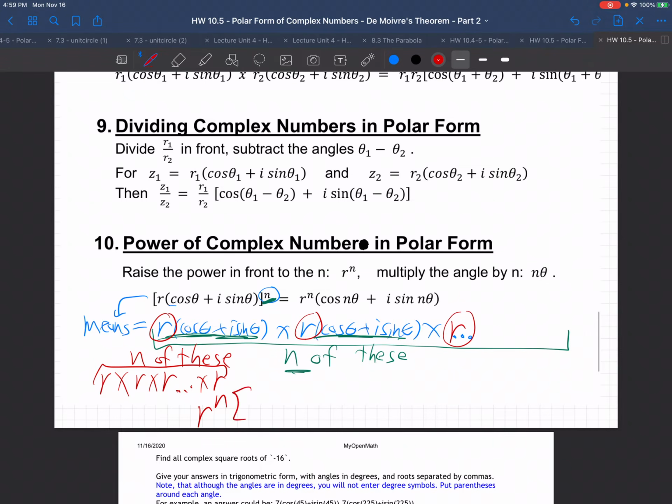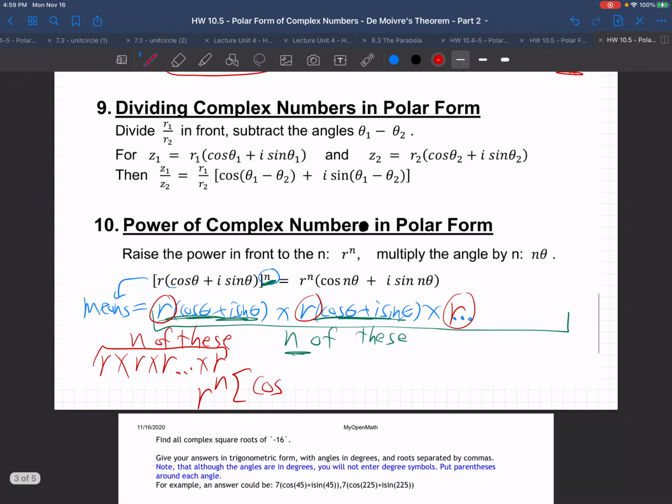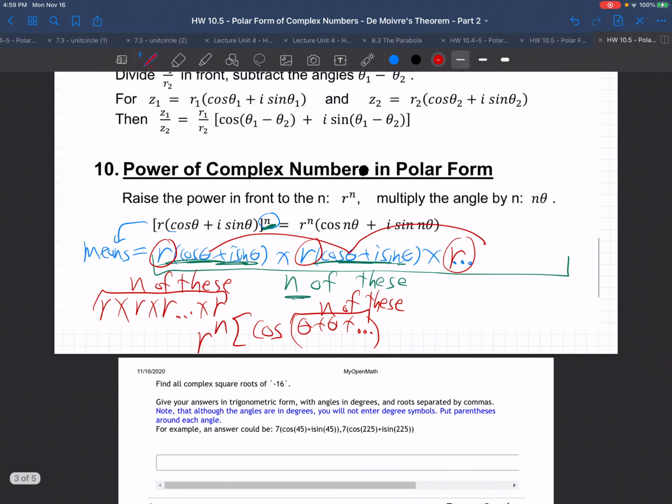Okay, yeah, but what about the angles? Well, what does the adding rule say? When multiplying complex numbers, you add the angles, don't you? You take this angle and that angle and you add them. So theta plus theta plus theta, etc. How many of those? n, right? Nth power, n of these. So what is theta plus theta plus theta n times? It's n theta. Do you get it?